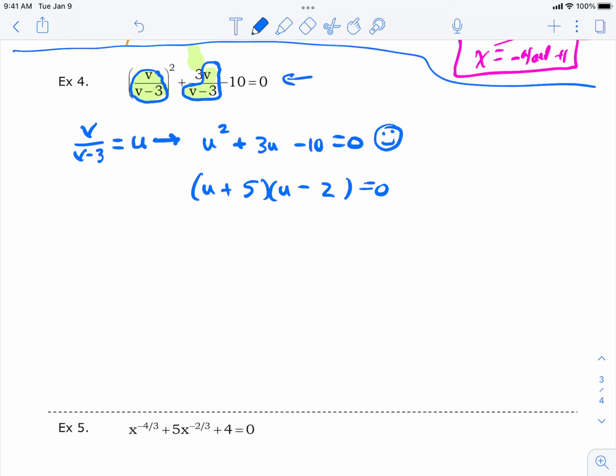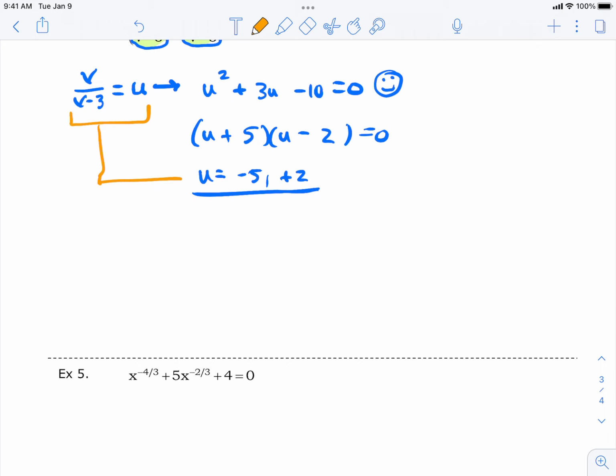Okay, so we've got 2 solutions here, -5 and +2. Those are our solutions for the u variable, the new variable u that we made up. But we've got to go back and get v, right? So that's where you bring your solutions and combine them with our original definition. So v over v minus 3 could be equal to u, which is negative 5, or this v over v minus 3 could be equal to this positive 2. Two things to try, two things to investigate.